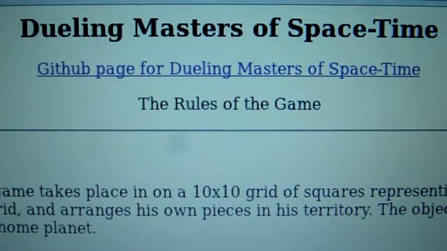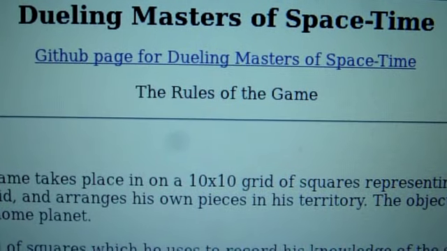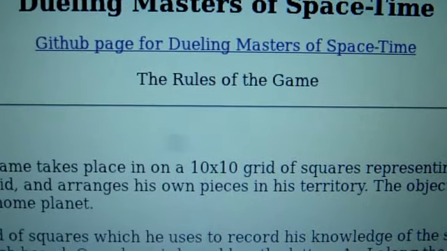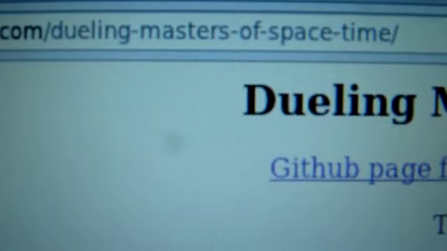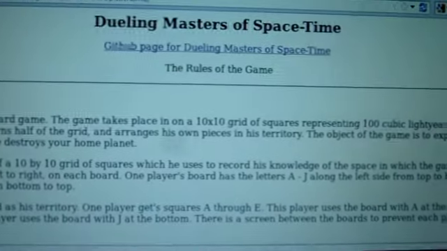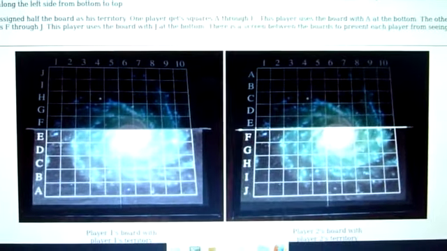So I want to talk about Dueling Masters of Space-Time, which is a little board game that my family made up a long time ago. At smcameron.github.com/Dueling Masters of Space-Time, you can find everything you need to make your own little board game, or I have a digital version, a computer version that I'm working on too.